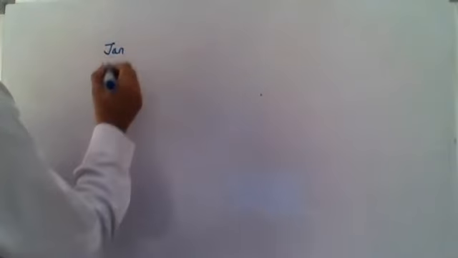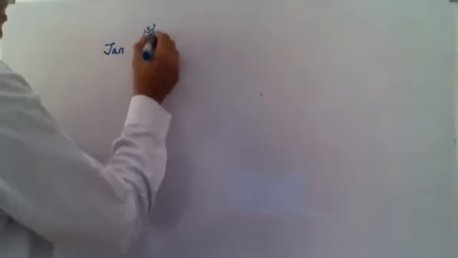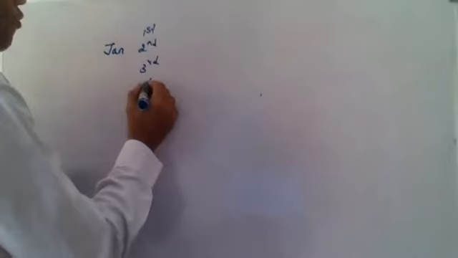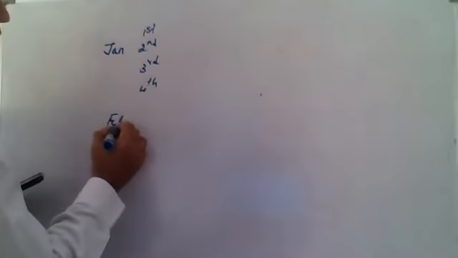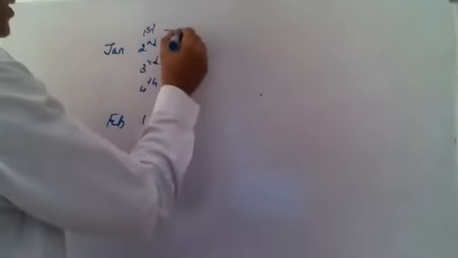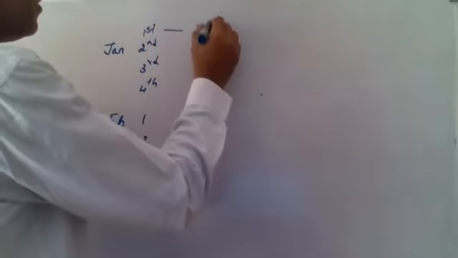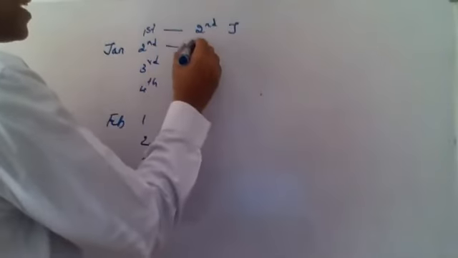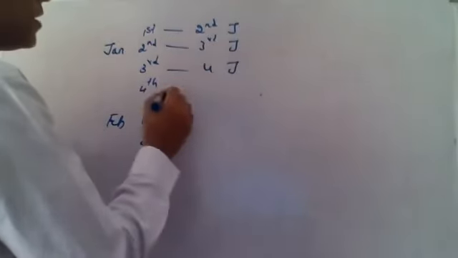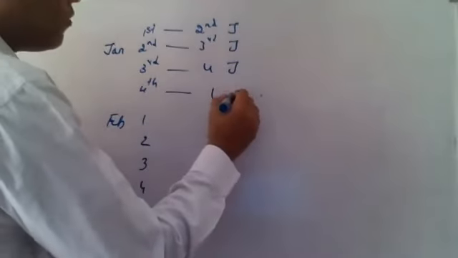So it is something like this, guys. See, this is January: first week, second week, third week, fourth week. Then again February: first, second, third, fourth. So the first week I'll pay in the second week of January. Second I'll pay in the third week of January. Third I'll pay in the fourth week of January. Fourth I'll pay in the first week of February.